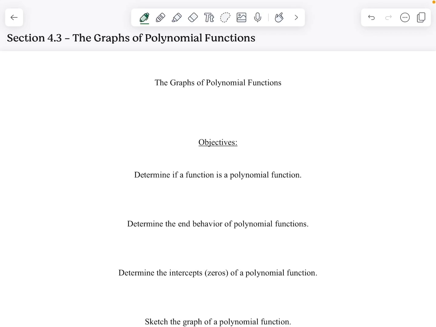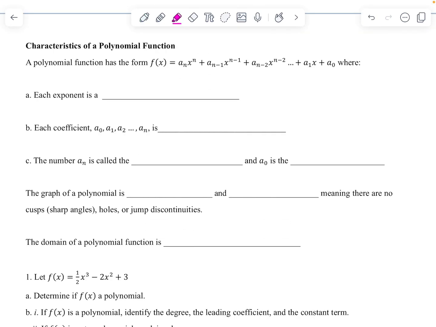Hello class, in this video I will be introducing the characteristics of a polynomial function. Let's begin. A polynomial function has the form that I'm highlighting right now. And there are a couple of characteristics of this polynomial function.